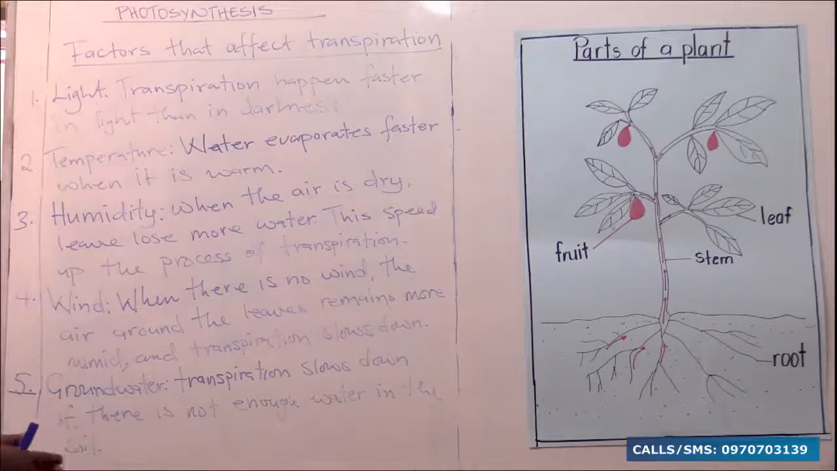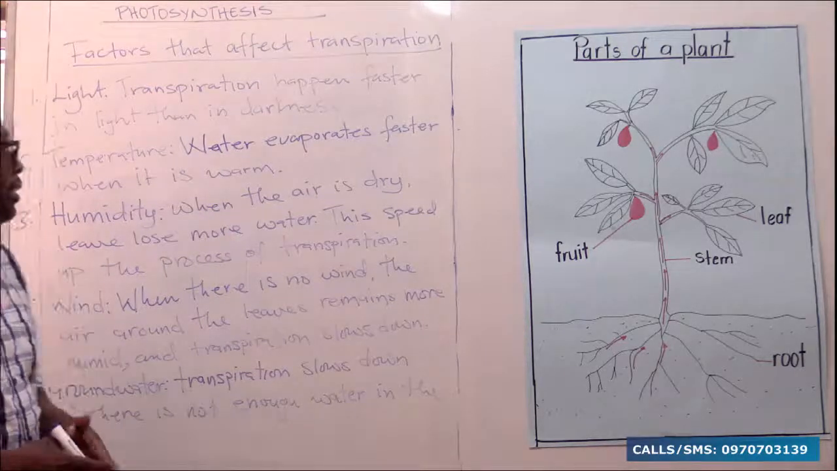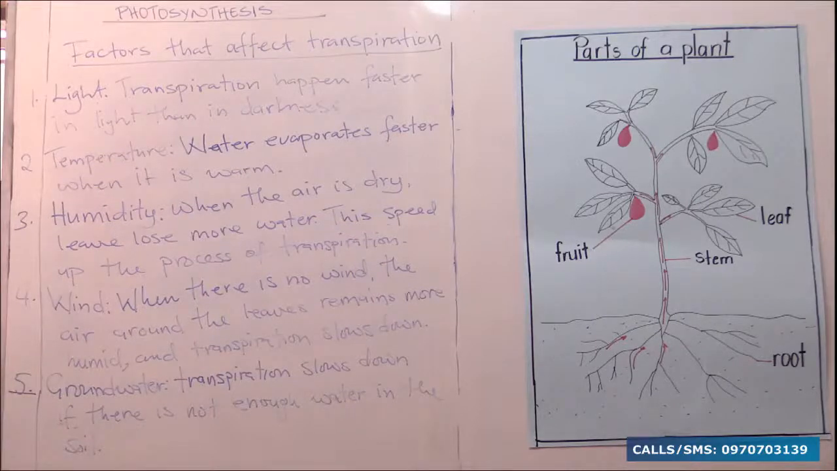So we looked at light. Transpiration happens faster in light. The main reason for this is that the light stimulates the stomata to open more, so that the water in the leaves evaporates fast. The water also evaporates faster when it is warm. So when it is warm, the water vapor will evaporate fast. Then we came to humidity, where the leaves lose more water.